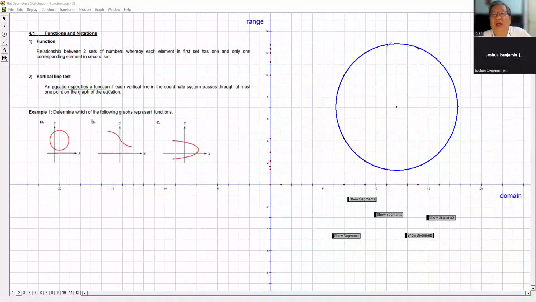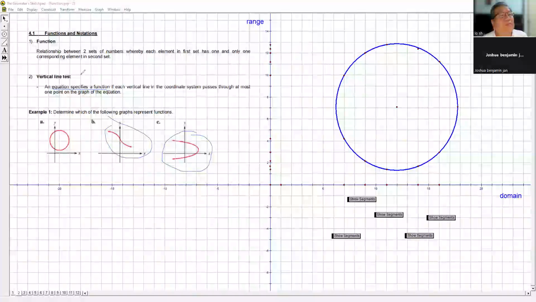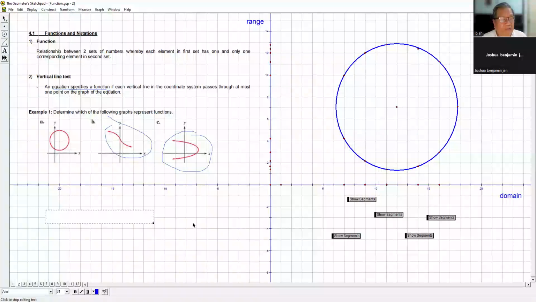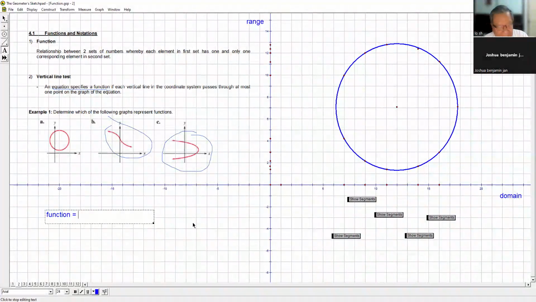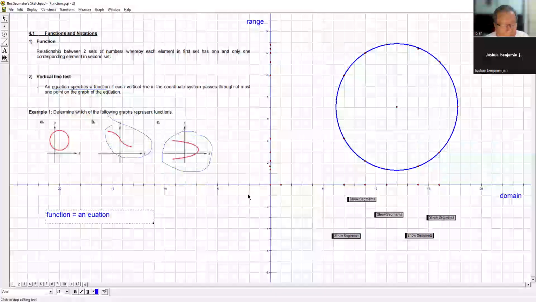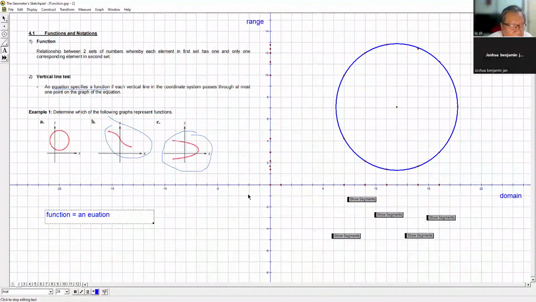Okay? So sometimes I may get this shape. Sometimes I may get this shape. Sometimes the equation is represented by this shape. So in other words, a function is represented by an equation. After, I'll show you the example.